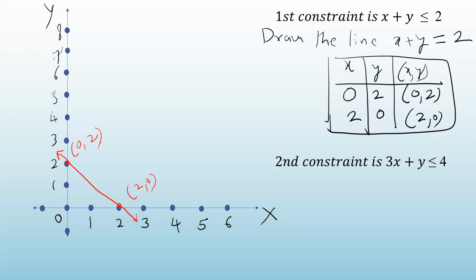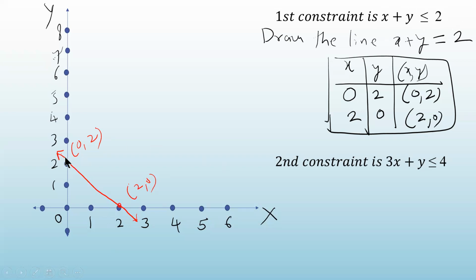In both directions the line moves endlessly, so that is why I have put an arrow. But remember that we have to take only the first quadrant. So this is my line x plus y equal to 2. But what I want to draw is this region. Look at my arrow, x plus y less than or equal to 2.